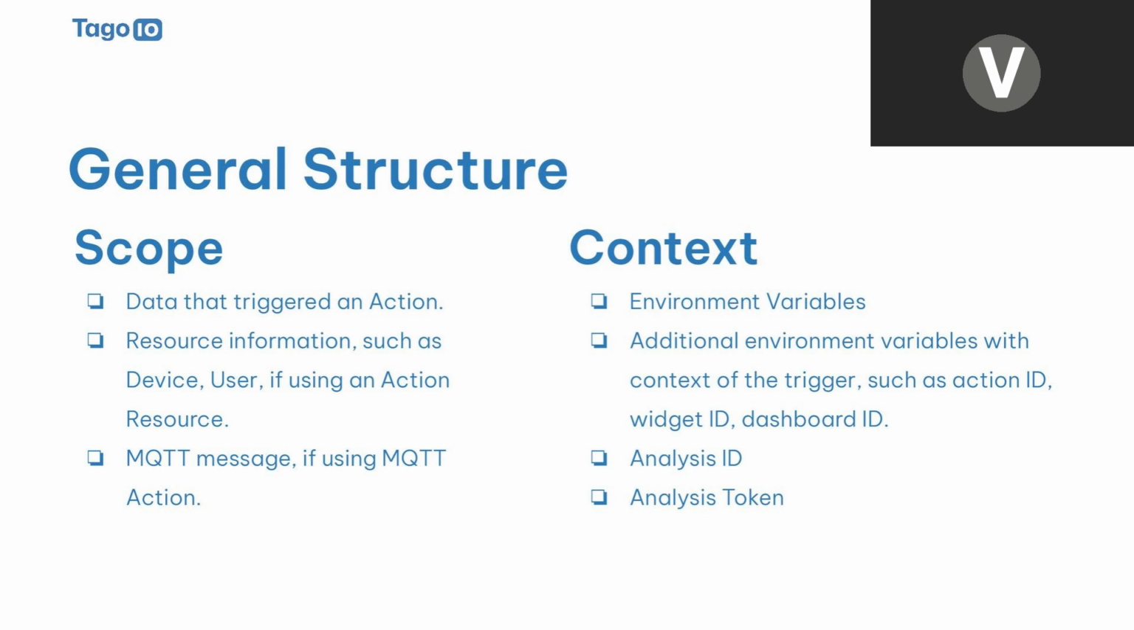Another important parameter here is the context, and the context contains all information related to the context of this analysis. So there you can grab things like the widget ID, dashboard ID, action ID. If you did set environment variables on your analysis, that is where you will find these environment variables. Some other information internal to the analysis is also available, such as the analysis ID and the analysis token.